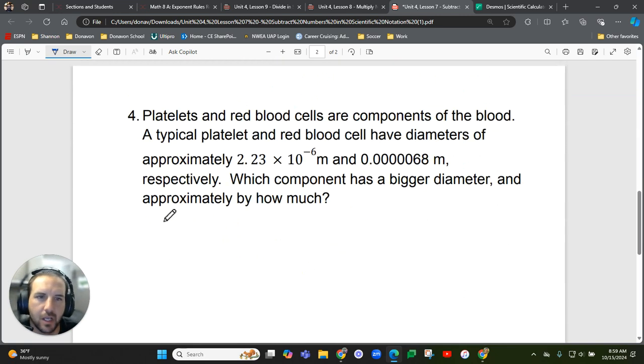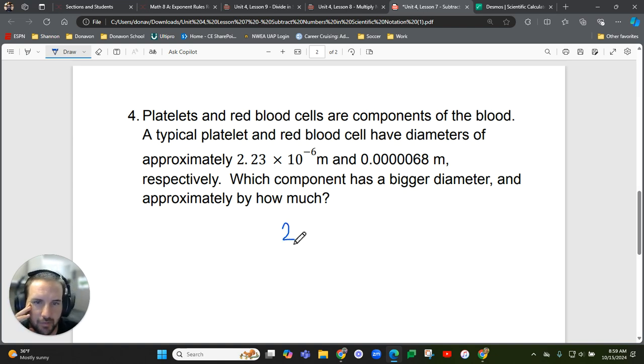All right, question number 4. So this is saying platelets and red blood cells are components of blood. A typical platelet and red blood cell have diameters of this size and this size, respectively. Which component has a bigger diameter and approximately by how much? Okay, so in order to figure that out, we're going to convert this. Actually, in this case, I think we want this answer to be in decimal notation.